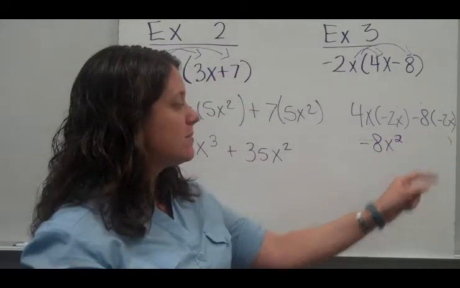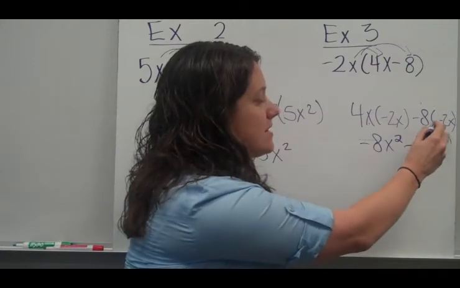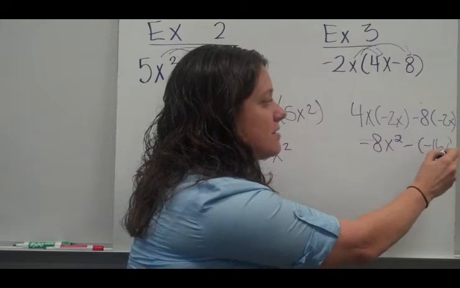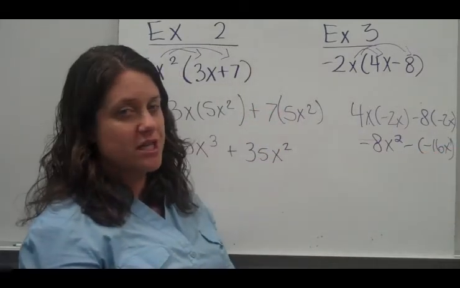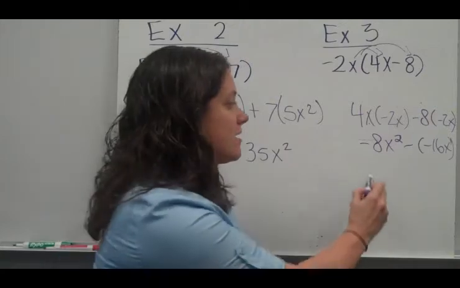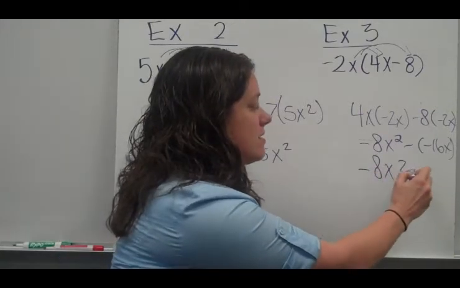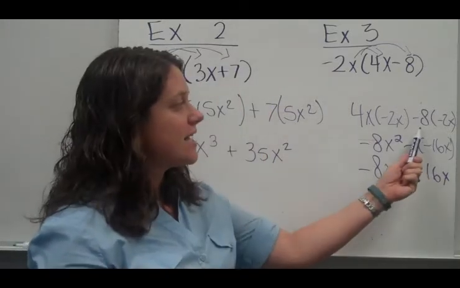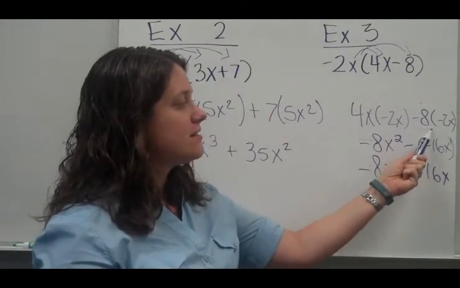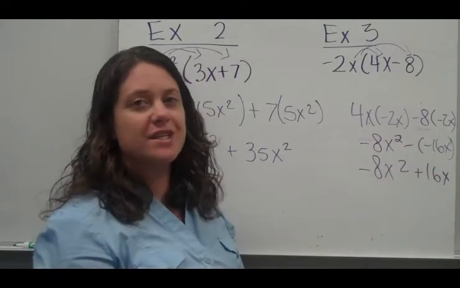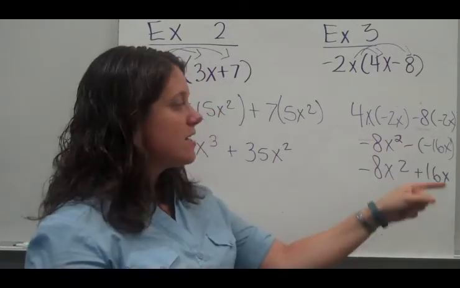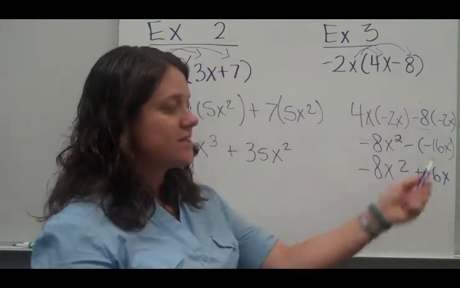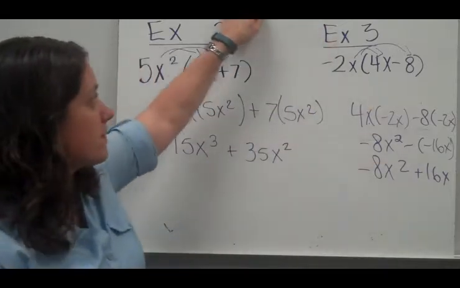And then here I'm going to multiply, I have 8 times negative 2x. So that's going to actually give me a negative 16x. And therefore I'm going to change that to a plus sign because I'm subtracting a negative. So negative 8x squared plus 16x. If you want, you can also think about that as a negative 8 times a negative 2x. So if we took a negative 8 times a negative 2x, I would automatically make that a positive 16x, okay, without having to go through this step of subtracting a negative.